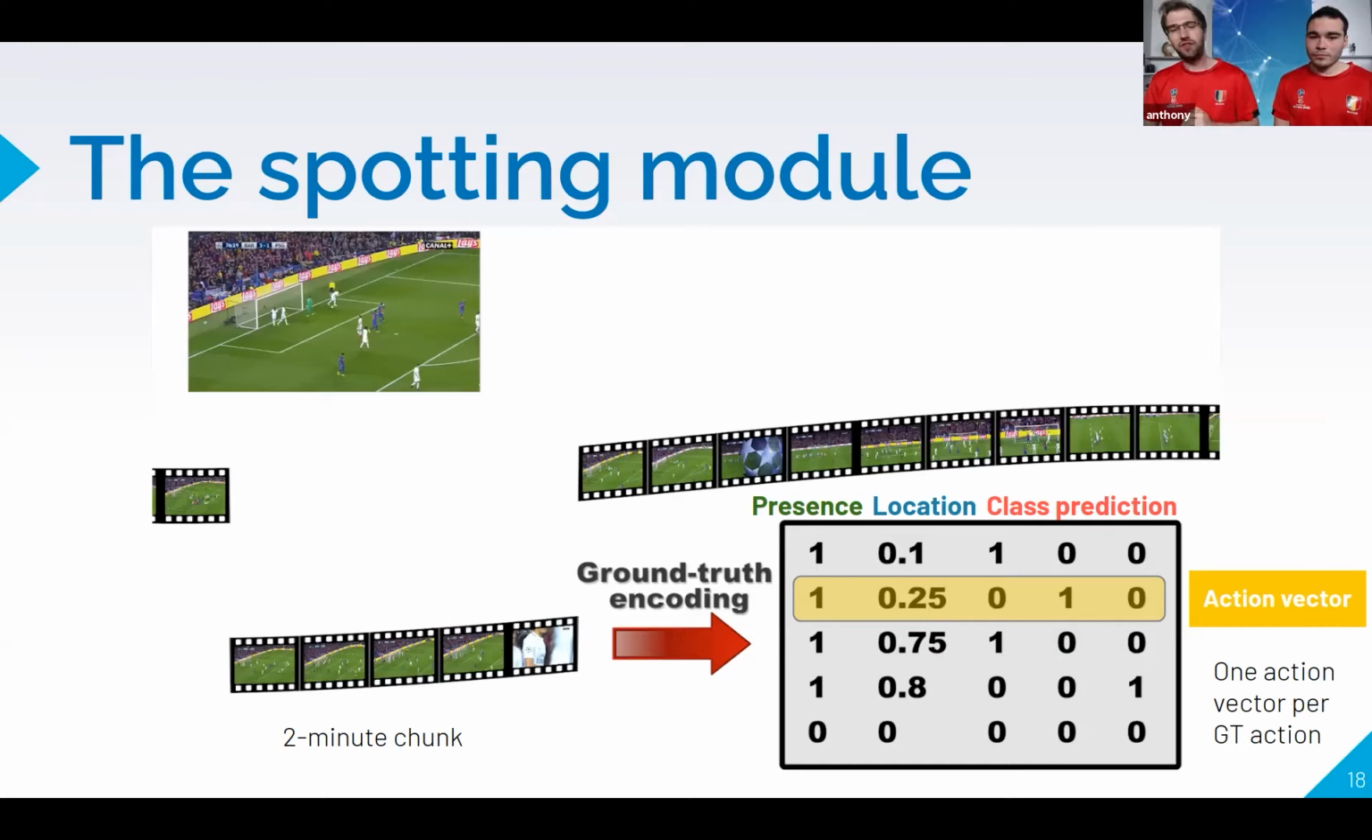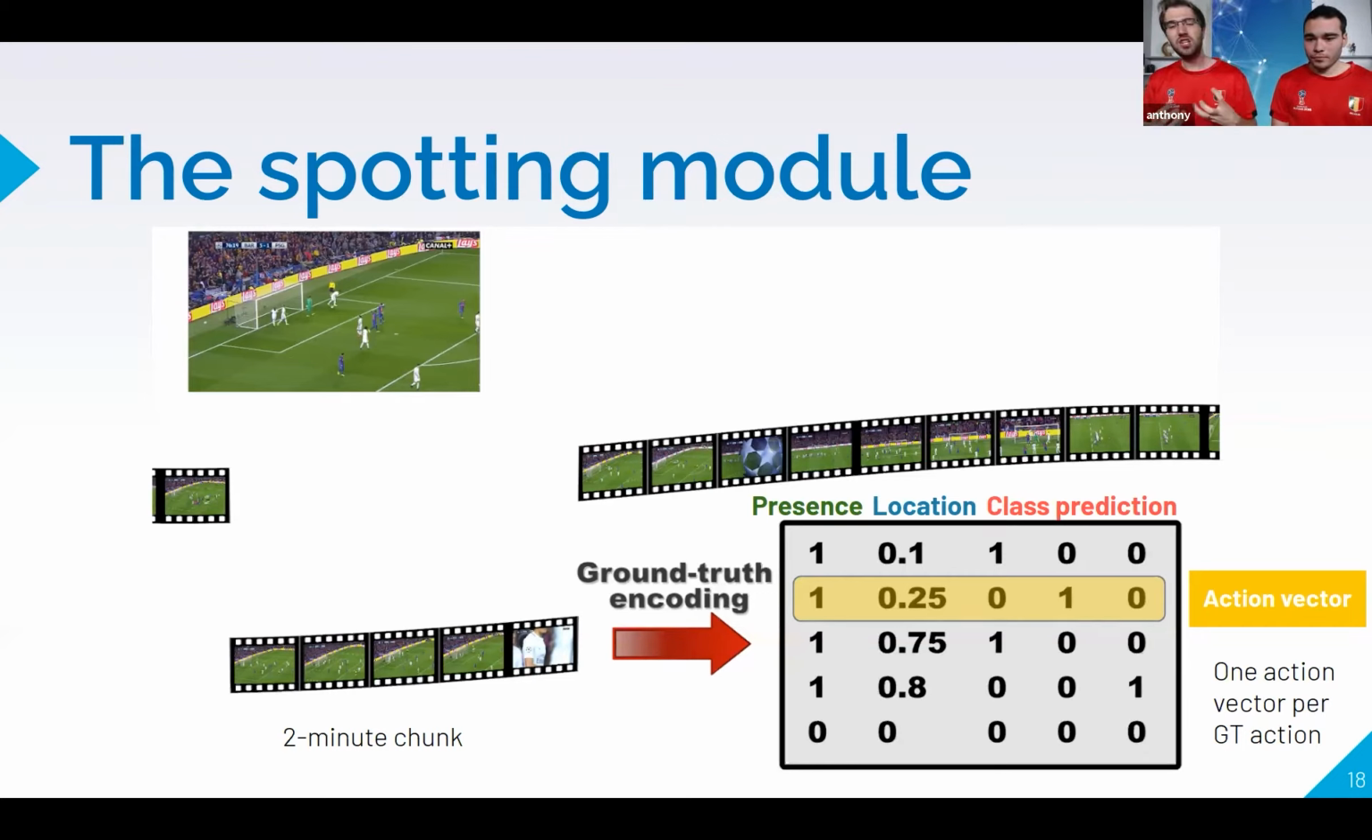We feed to the network 2-minute chunks of videos that you can see just at the bottom. And for each chunk, we have several actions, maybe 0 actions, maybe 1, 2, 3, 4, up to 5 actions. We conjectured that there are never more than 5 actions in a 2-minute chunk. We have to encode the information about the actions that are present within the chunk to be able to compare and to train the network. So how do we do that?